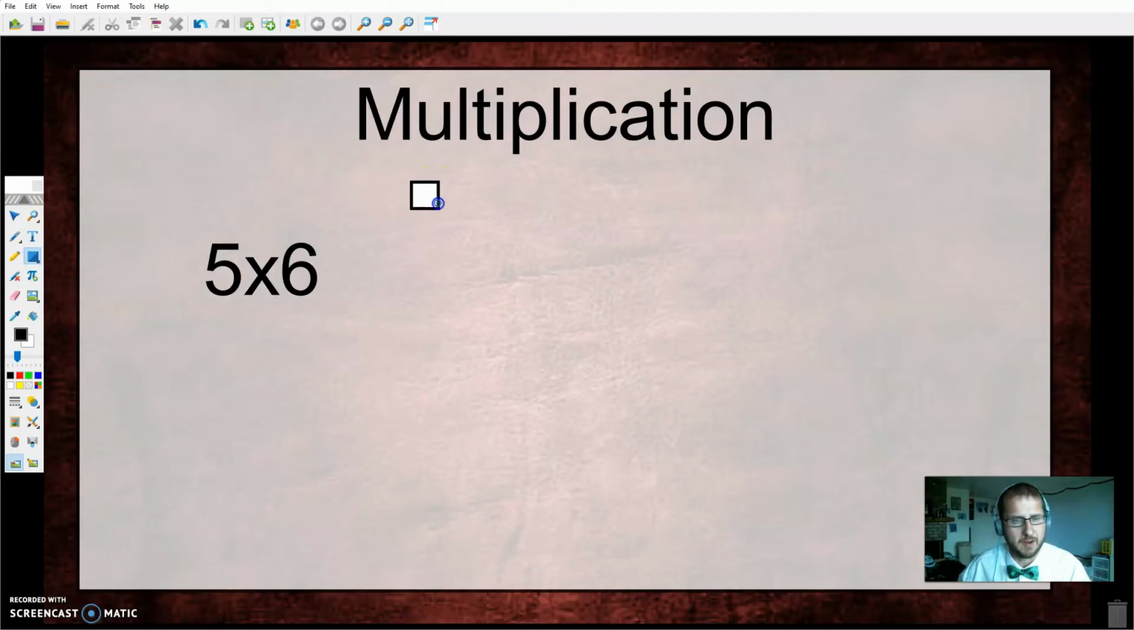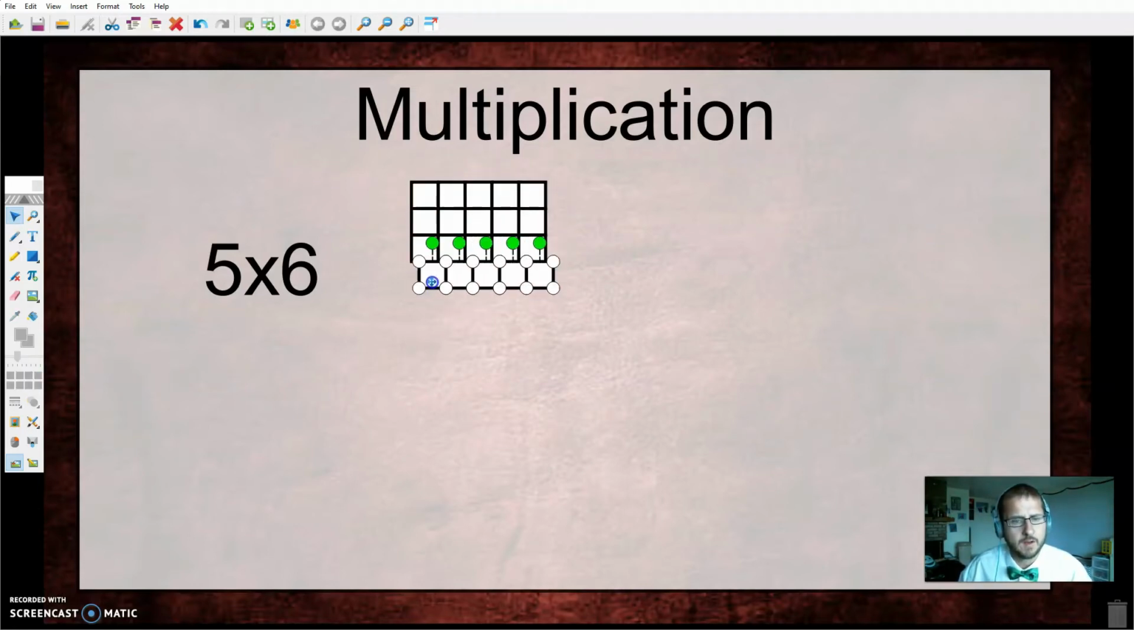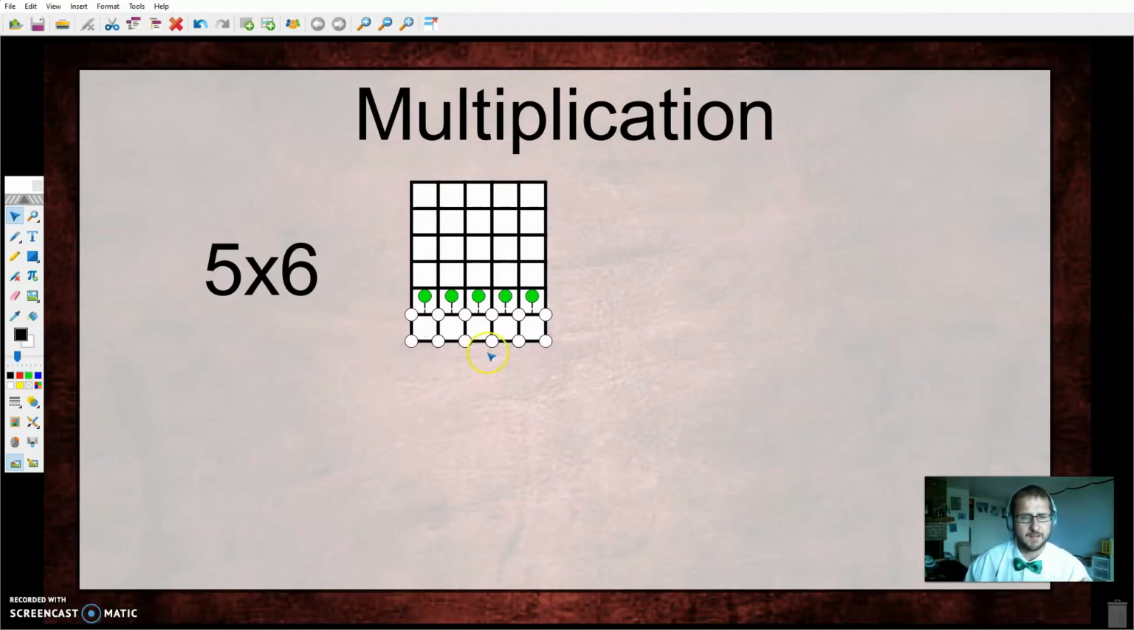Let's start with an area model. So there's 1, 2, 3, 4, 5. Okay, so now we need 6 groups of those 5. I need that 5 6 times. So there's 1, 2, 3, 4, 5, 6. Okay, so now I've got that 5, and I've got that 5 6 different times.